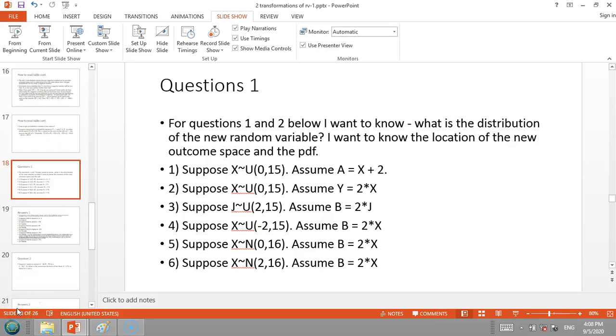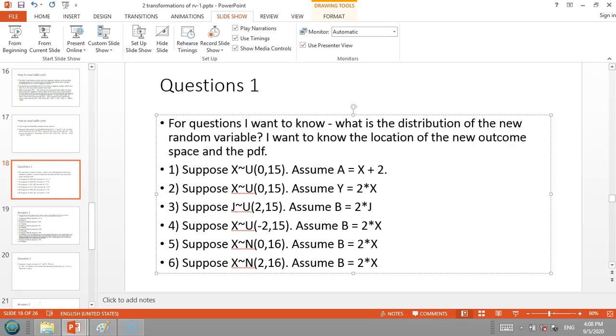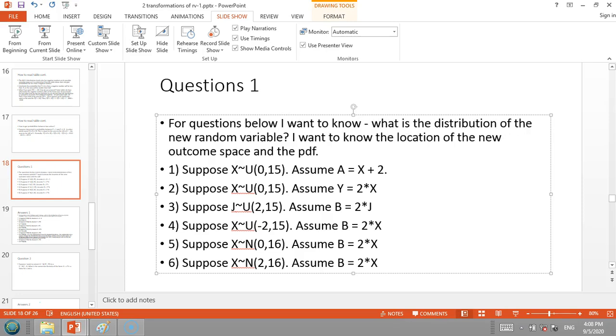Okay, everybody, we took a little break. Now it's time to continue, and now we're going to answer some questions. Below, I want to know, what is the distribution of the new random variable? I want to know the location of the new outcome space and PDF.